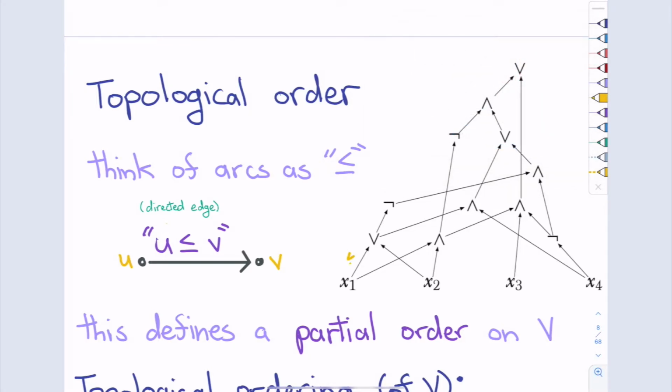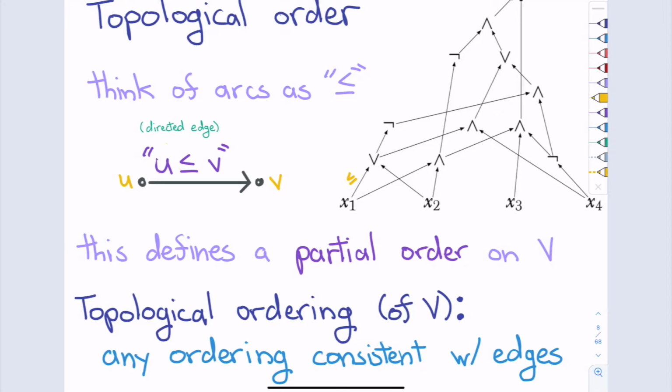Okay, and so a topological ordering is any ordering of vertices. So I'll list V1, V2, V3, V4, V5. That's consistent with the partial order given by the edges. Okay, there may be many topological orderings for a particular DAG.